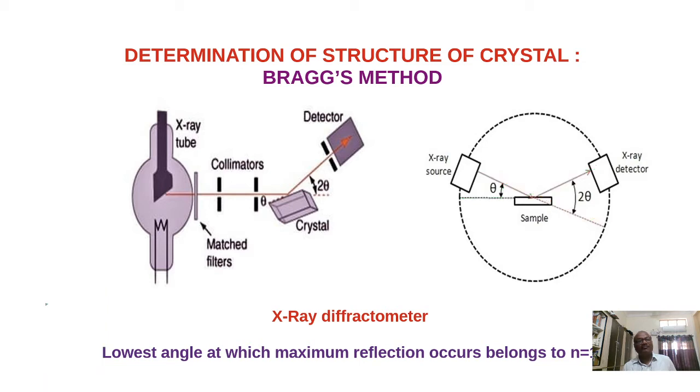Now, drawing the graph between 2 theta versus intensity, we can see the graphs will be like this. What type of graphs will be observed, we will see in the later discussion. This is about the Bragg's method.